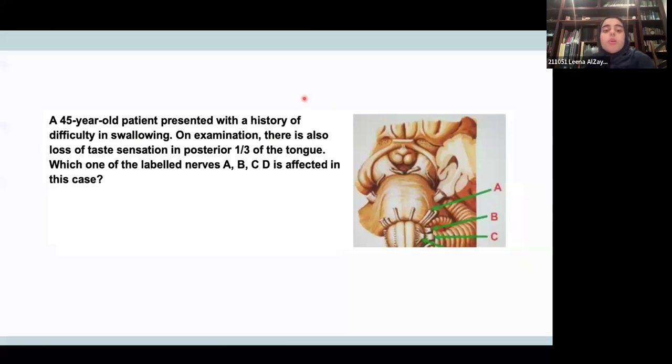Okay. A patient's history of difficulty of swallowing. On examination, there is a loss of sensation of posterior 1/3 of the tongue. Which of the following labeled nerves are affected?